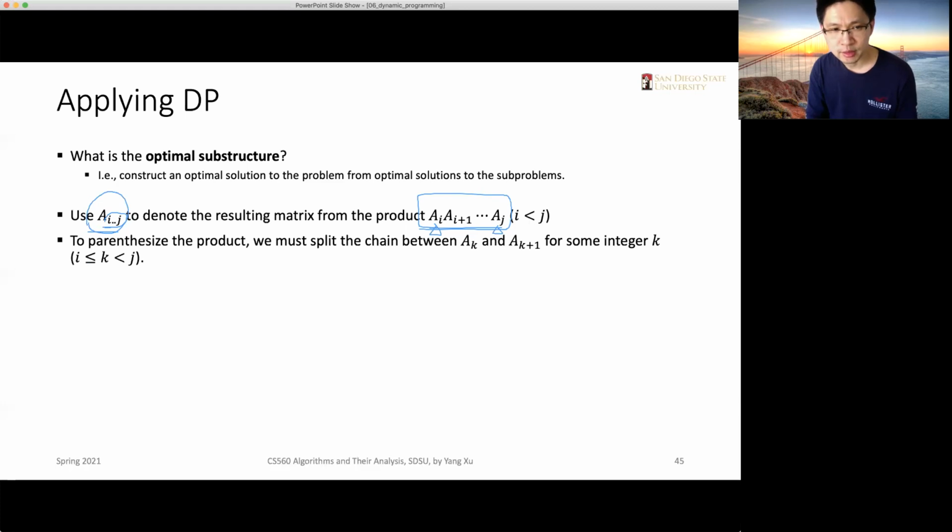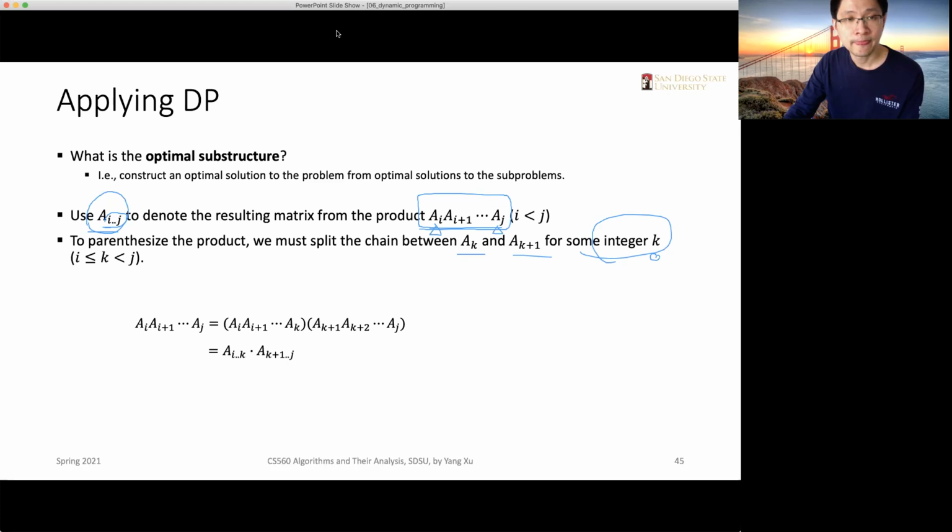Okay, so again, to parenthesize the products, we must choose some integer k, and then we should split the chain between A_k and A_{k+1}, right? No matter what the final solution is, we must choose some place to split the chain. And the result of splitting the chain would be a left subchain from A_i to A_k and a right subchain from A_{k+1} to A_j.